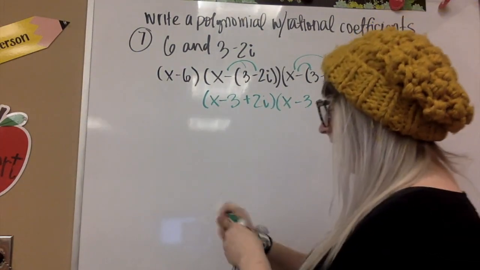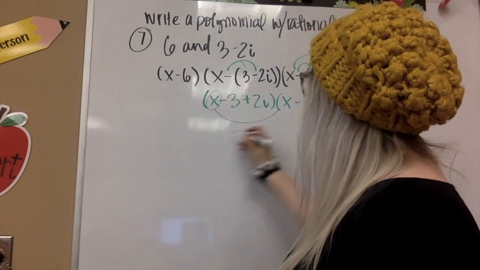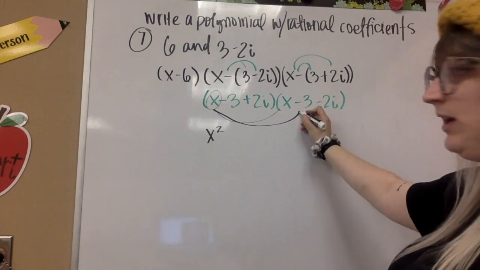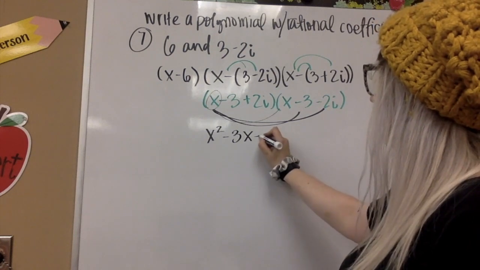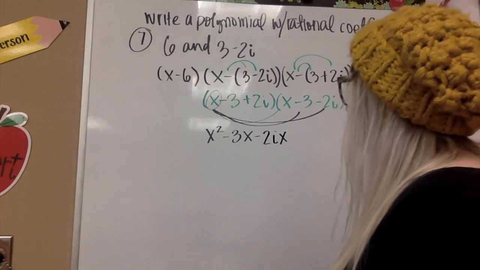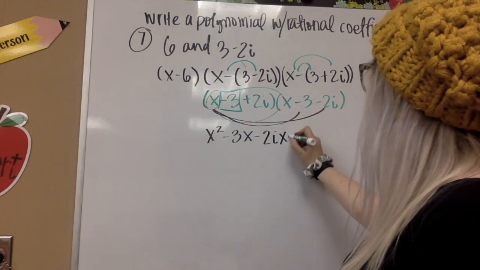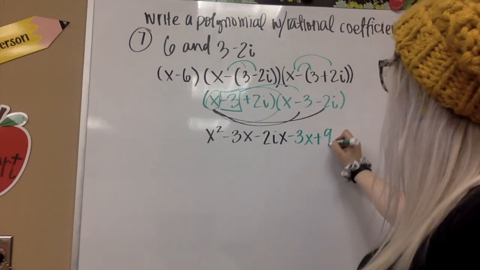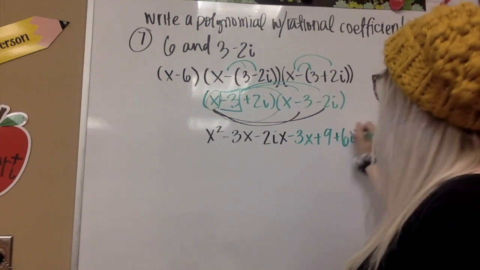So I'm going to start with my first term. x times x is x squared. x times negative 3 is negative 3x. x times negative 2i is negative 2ix. Then I'm going to switch colors and do negative 3 now. Negative 3 times x is negative 3x. Negative 3 times negative 3 is positive 9. Negative 3 times negative 2i is positive 6i.